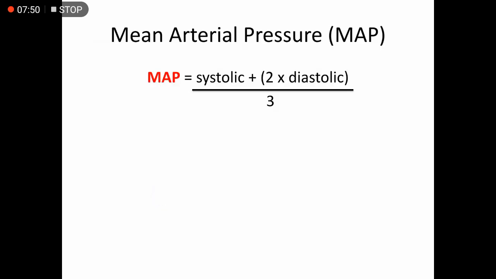Mean arterial pressure, or what we usually call by the abbreviation MAP. The equation is very simple to calculate. By the way, if you are using a hemodynamic monitor, it's automatically calculated on the monitor itself, but the equation to calculate it is 1 systolic plus 2 diastolic, and the total will be divided by 3.